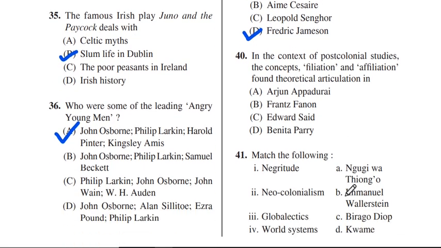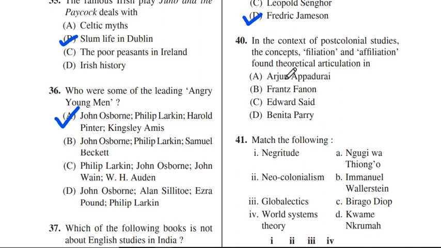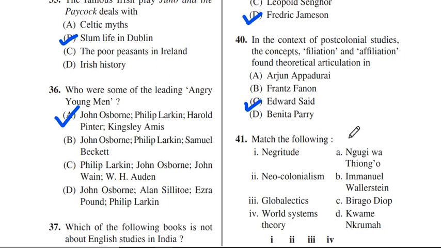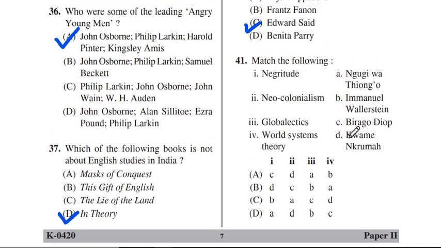Next, question number 40. In the context of post-colonial studies, the concept of filiation and affiliation found theoretical articulation in Edward Said. Next, question number 41. Match the following. Here we have a matching. They have given negritude, neocolonialism, global actors, world systems theory, Ngugi wa Thiong'o, Immanuel Wallerstein, Birago Diop, Kwame Nkrumah. And for this 41, the correct answer is A.